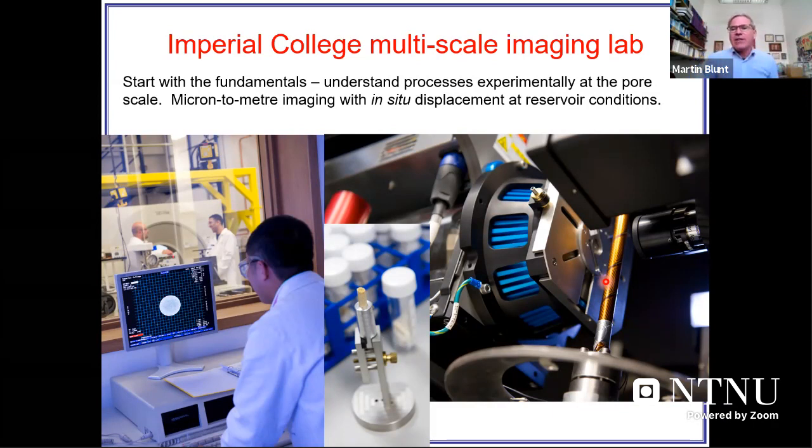And you'll notice that there's this gold jacket. What that enables us to do is to maintain high pressures and high temperatures. So we can reproduce reservoir conditions while we're undergoing a displacement experiment.